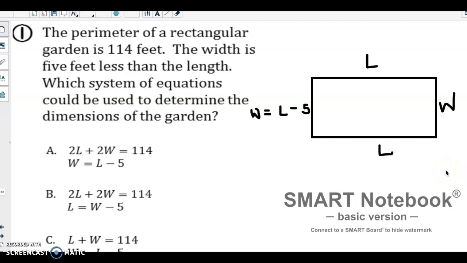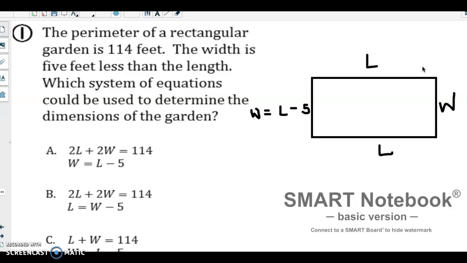Alright, this problem says the perimeter of a rectangular garden is 114 feet. So remember, perimeter is the distance around the outside of a figure. So if you have a rectangle, you're going to take all four sides and add up the lengths. Then it says the width is 5 feet less than the length.